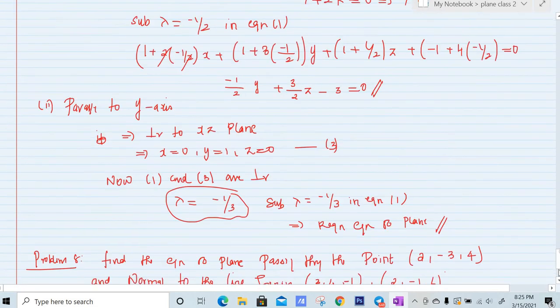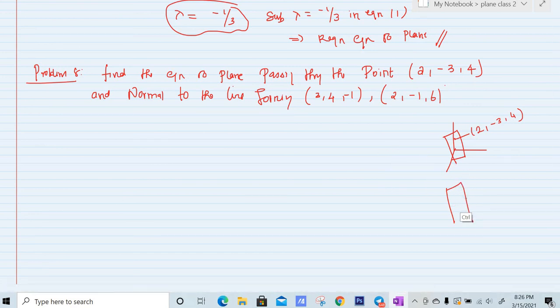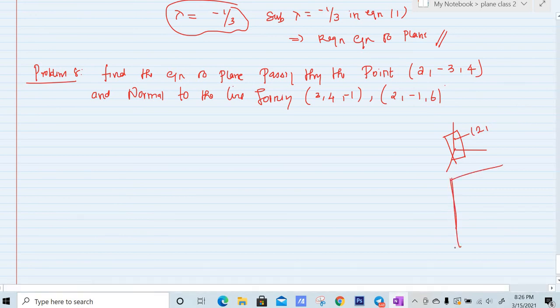That is, we need to find the equation of a plane that has to pass through this point, right? So that means our plane has to contain the point 2, minus 3, 4, and also it has to be normal to the line joining these points, right? Suppose I have a plane, and this has to contain the point 2, minus 3, 4. Let's say this is our normal. This is 90 degrees.